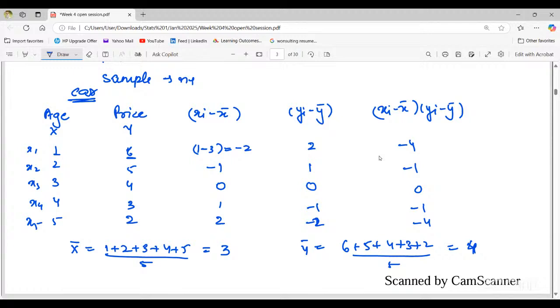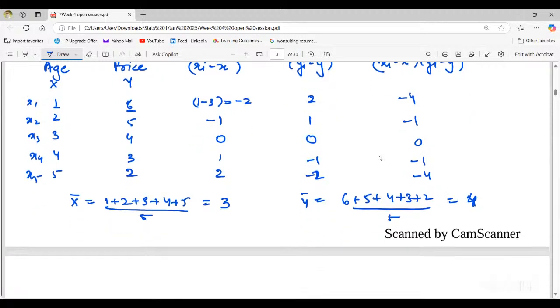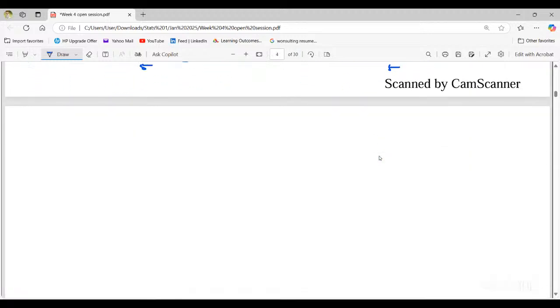Till here, is it fine? Yes, ma'am. Everyone? Yes, ma'am. But after that, what we have to do? So if I'm calculating population covariance, it is the summation of xi minus x bar, yi minus y bar, divided by n, correct?